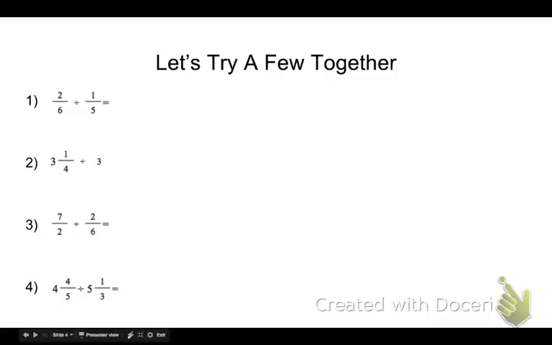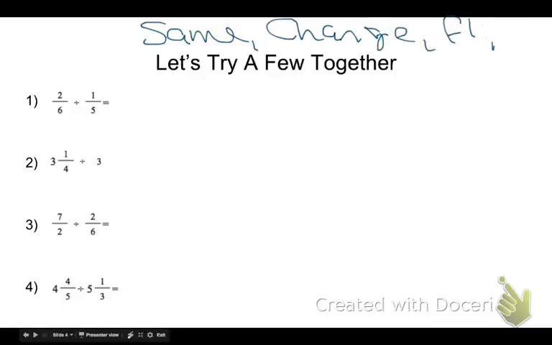All right, let's get started. Let's try a few of these together. Again, you are going to do same, change, flip when you see a division of fractions. So for number 1, I'm going to keep the first fraction the same. I'm going to change my sign, and I'm going to flip the second fraction. Instead of 1/5, I'm going to make it 5/1.